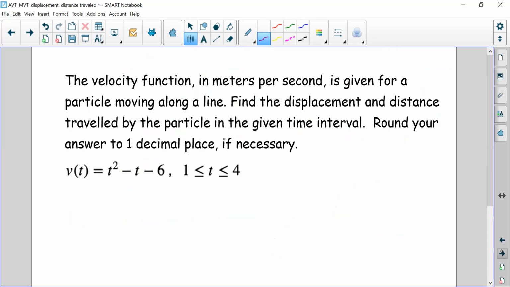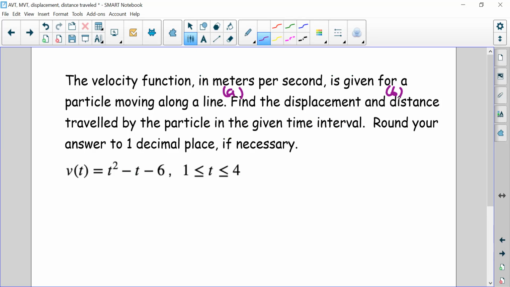Okay, so here's the problem we're going to do. The velocity function, in meters per second, is given for a particle moving along a line. I'm recording this so you can take the notes later. It's going to be online. I post all these online. Find the displacement and the distance traveled by the particle on the given time interval. So that's my A. I want to find the displacement. B, I want to find the distance traveled. Round the answer to 1 decimal place if necessary.